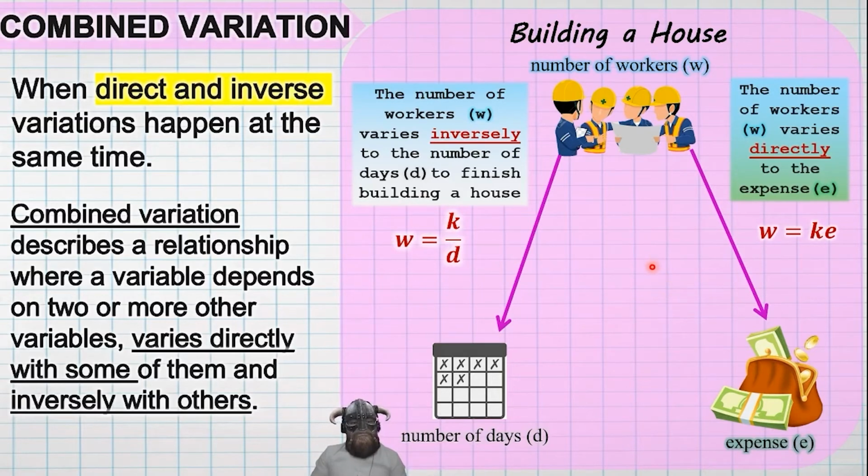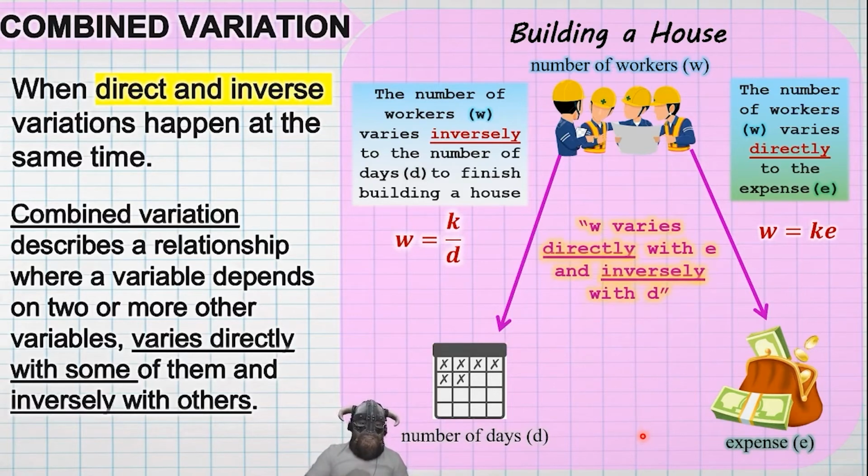So in this case, if we try to combine these two different types of variation, we can have this statement wherein the number of workers W varies directly with the expense and inversely with the number of days D. So, yan yung tinatawag nating combined variation because in reality, ang talagang lumalabas naman, combined variation. Bakit? Hindi lang naman kasi kinoconsider yung expense mo o yung number of days. Marami pang iba. That could also be a direct or inverse variation. So, combination siya palagi sa totoong buhay.